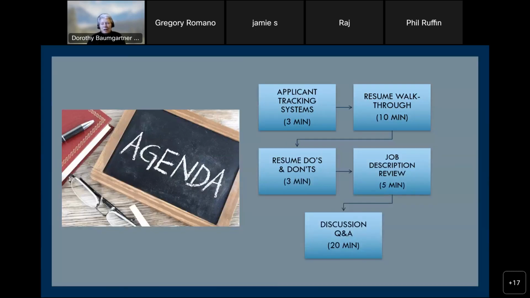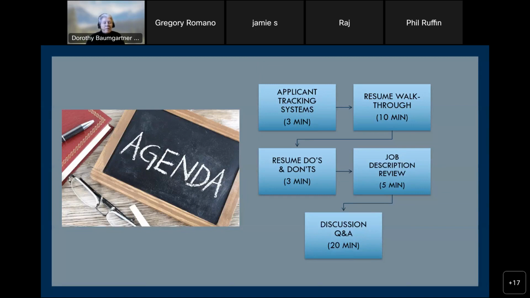Let's jump in and take a look at the roadmap for what we're going to cover today. First, we're going to spend some time talking about what happens to your resume and your application when you apply for a job. Typically it's uploaded into an applicant tracking system. It's important to understand how they work, because that has a direct implication on how you want to format and write your resume.